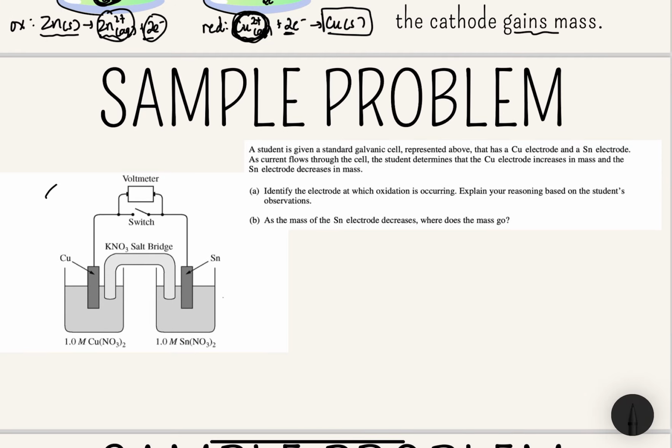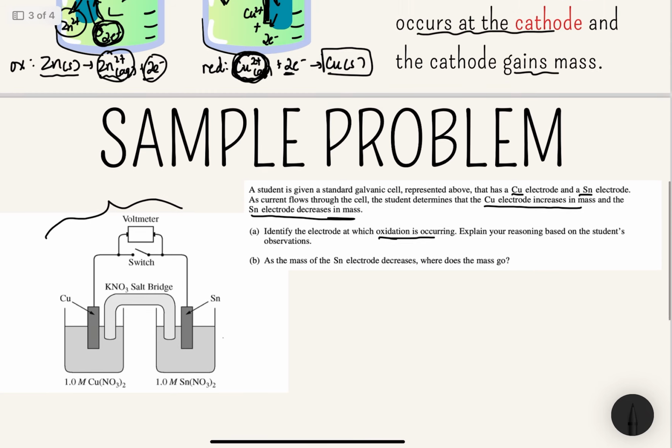We're given a little schematic diagram here, which is great. That's a galvanic cell. That should look familiar. It's telling me that I have copper as an electrode and tin as an electrode, and I have to identify at which electrode the oxidation is occurring. There's a hint in the question where it says that the copper electrode increases in mass and the tin electrode decreases in mass.